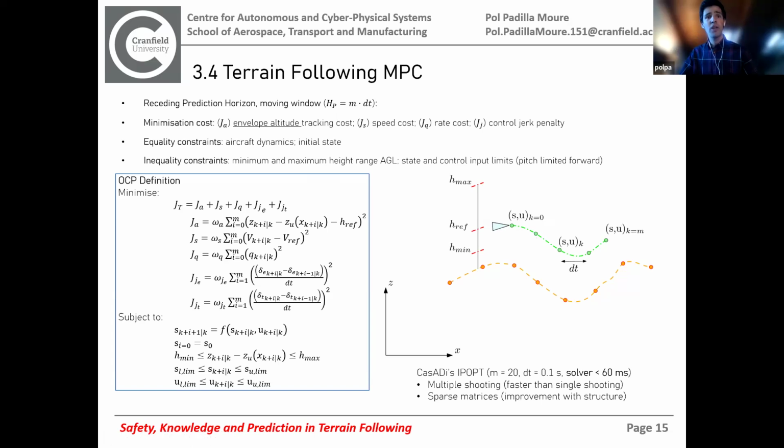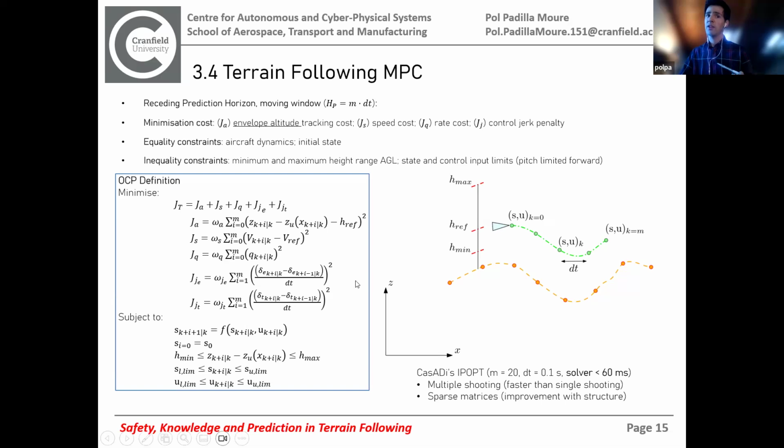And for terrain following, you might want to develop your cost function as a combination of the envelope altitude. You are tracking a certain altitude. You're also tracking a certain speed. You don't want your system to deviate a lot from your reference airspeed to avoid a stall or to avoid going very fast. And then you want a smooth and well-conditioned flight. So for that, you must penalize the control rates. You don't want your elevator and throttle fluttering. So you want to penalize here your control rates.